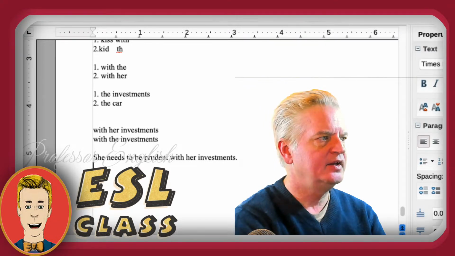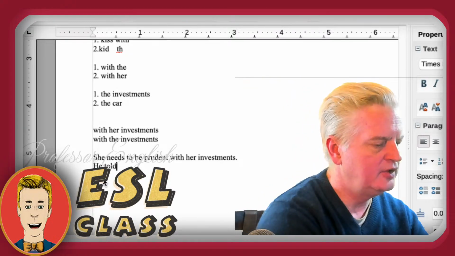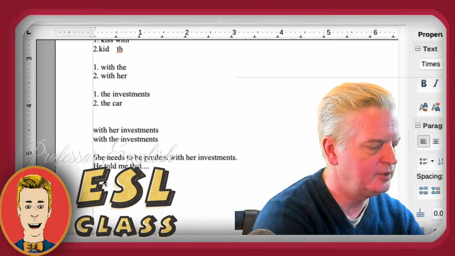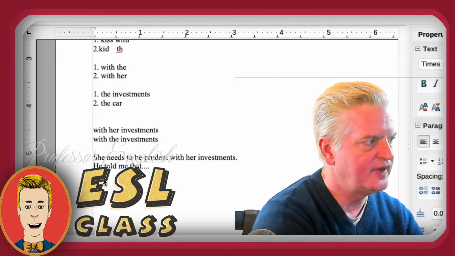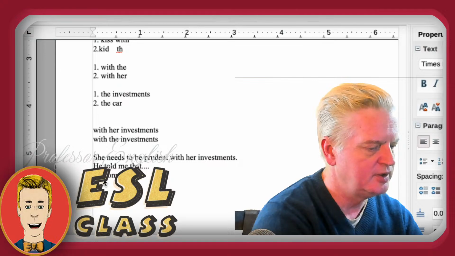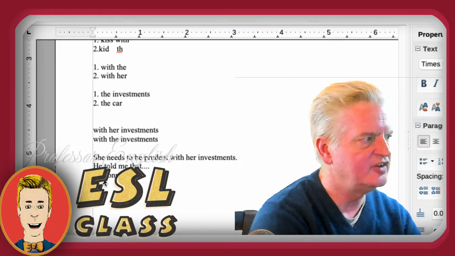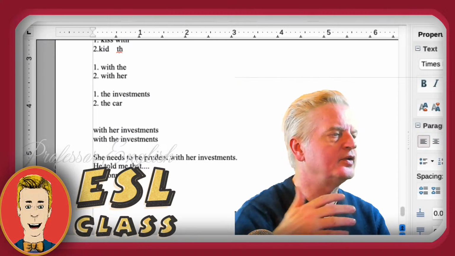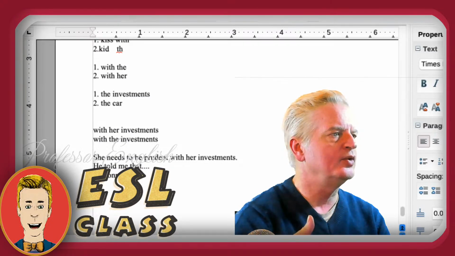Let's add, he told me that. He told me that. Okay, so first we'll do disconnected. So that's the way that if you're looking in a grammar book, especially a more basic one, it will tell you to change it in this way. If you follow those rules, she needs to be prudent with her investments.